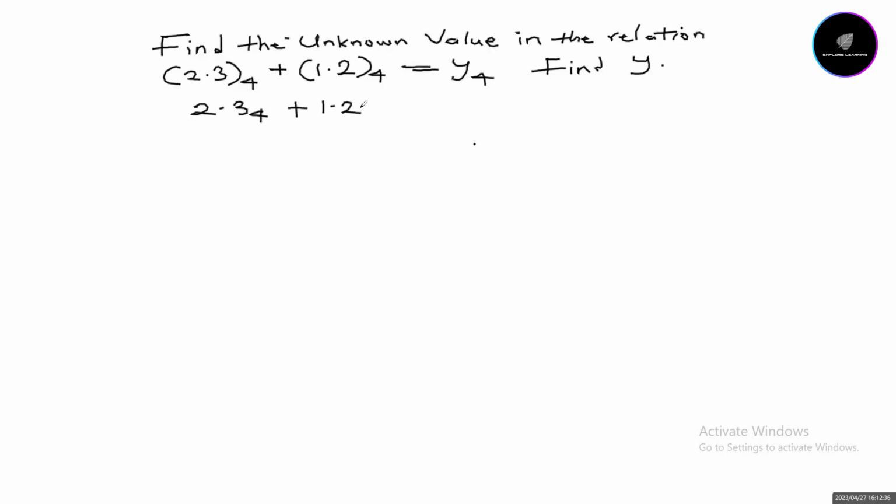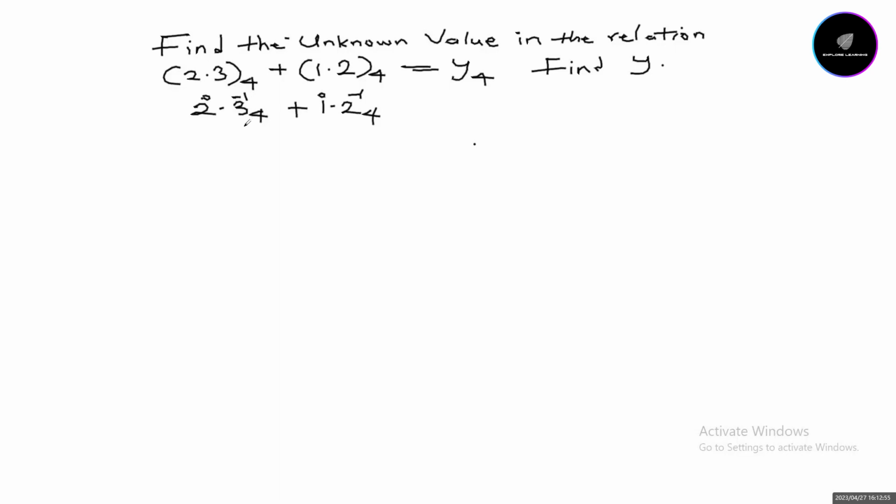Base 4 plus 1.2 base 4. So we have the place value. The place value for the digit before the point is going to be 0, while the place value for the digit after the point is going to be -1. Same way, 0 minus 1.